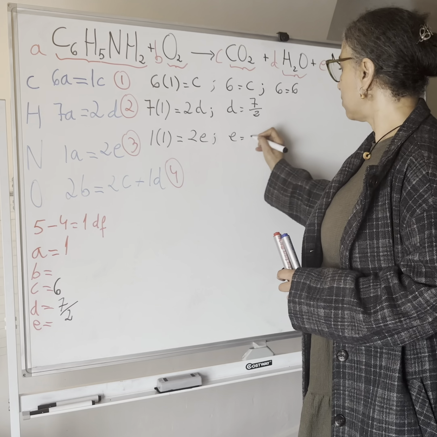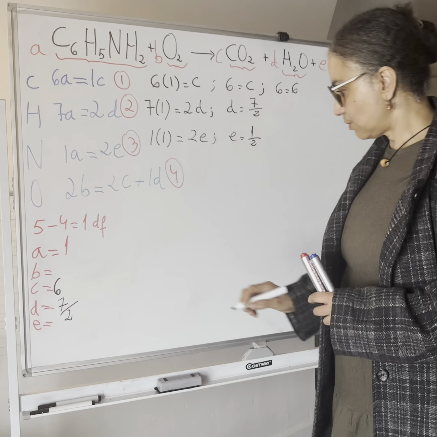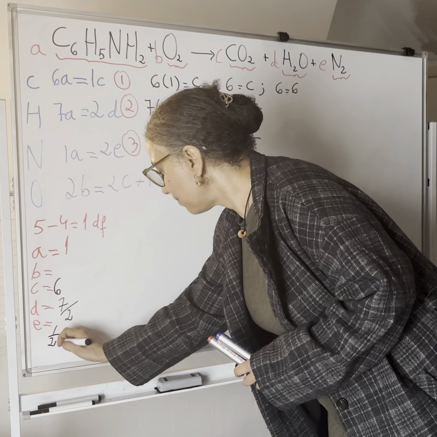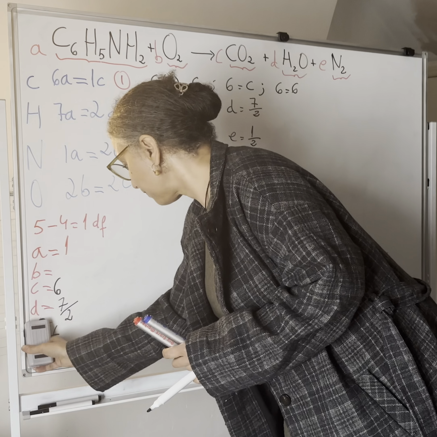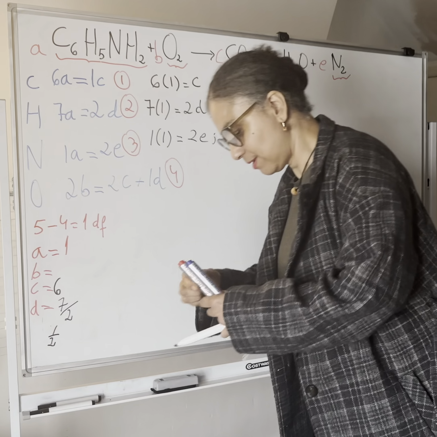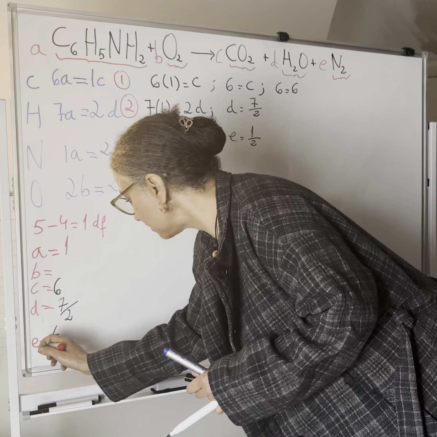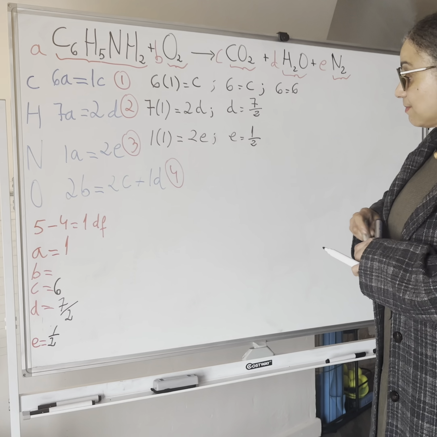So e equals 1 over 2. So the same. Don't panic if you get fractions, because we are going to get rid of them at the very end. I'm just going to write down the variable e at the bottom where it has more space. Yeah, that's it. Now we are going to do b, the last one.